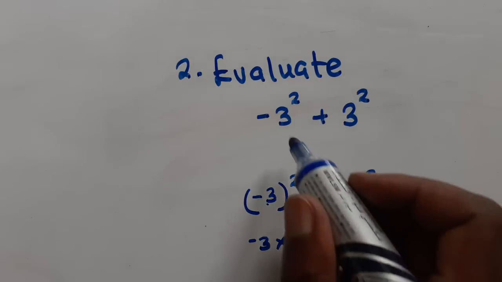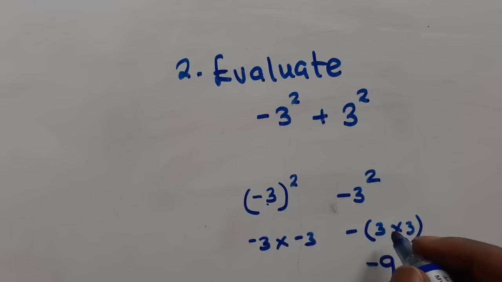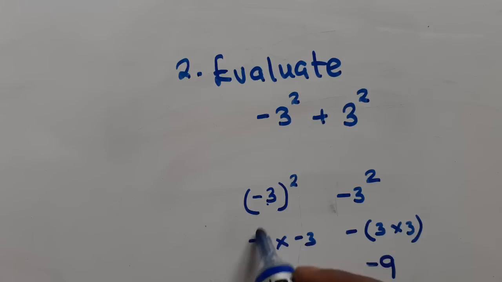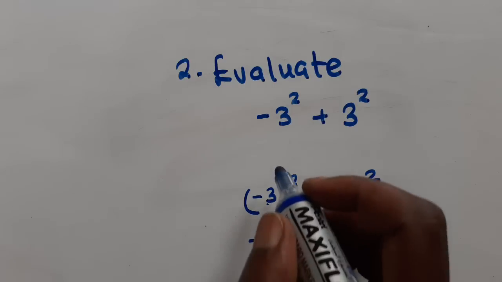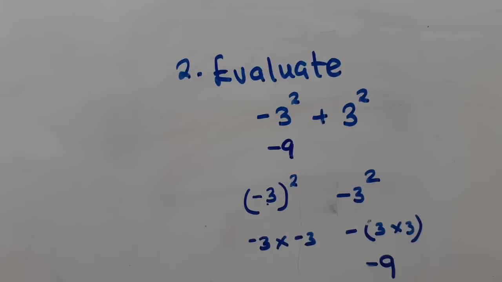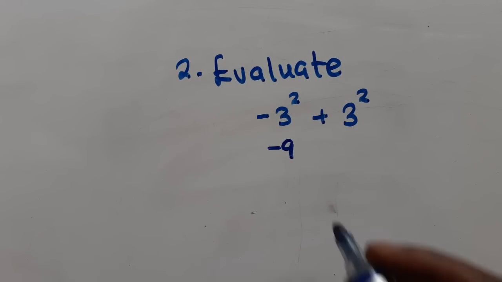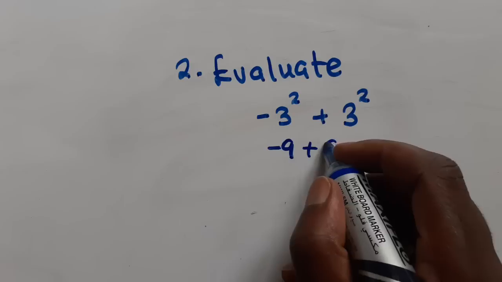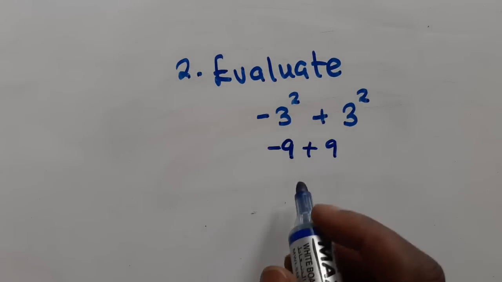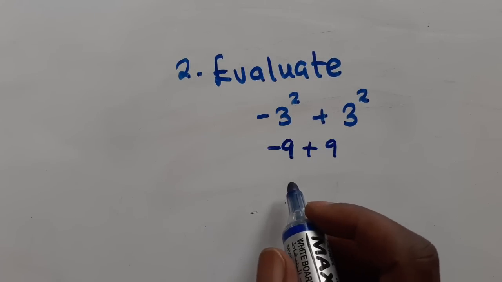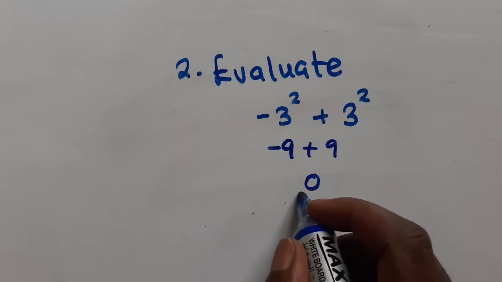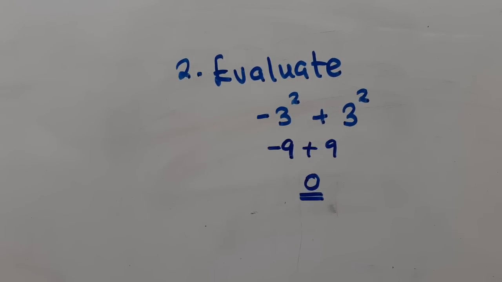Okay? So what we have in this case is going to give us a minus 9, because I wanted you to see the difference here. So here we're going to have negative 9, minus, and this side is going to give us 9. So these are opposites here. So what are we going to get? We're going to get 0 as our answer. Let's go to question 3.